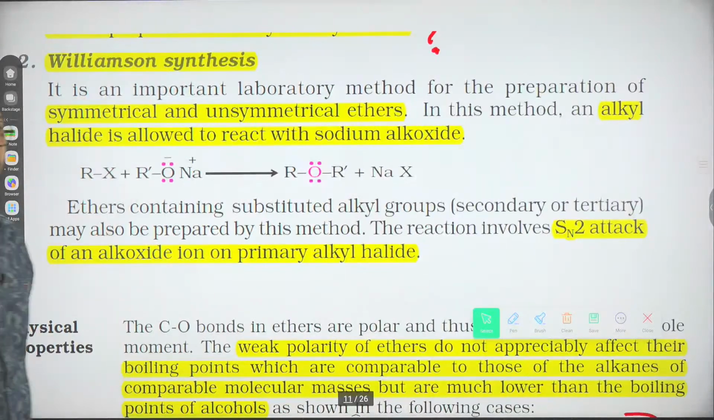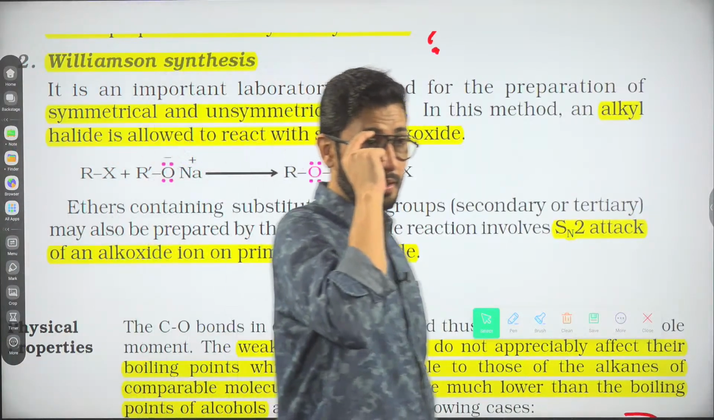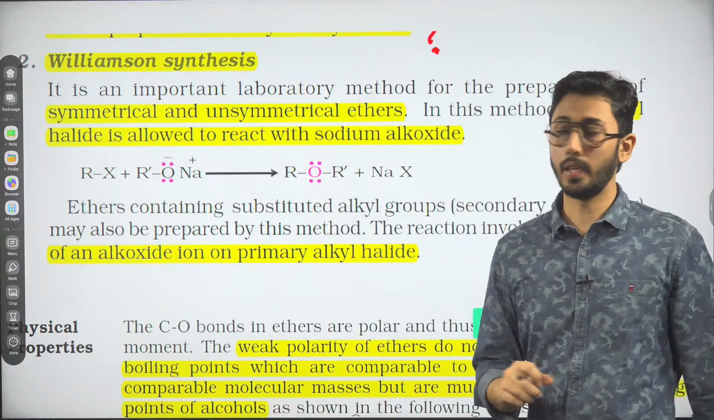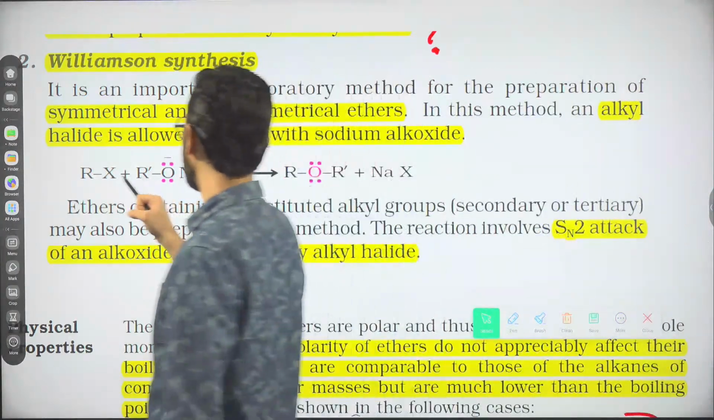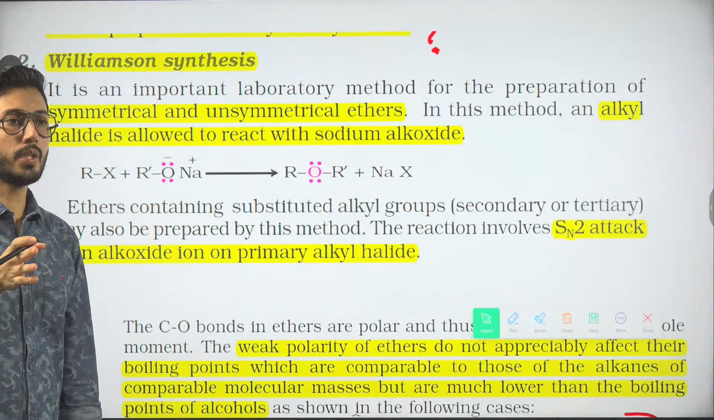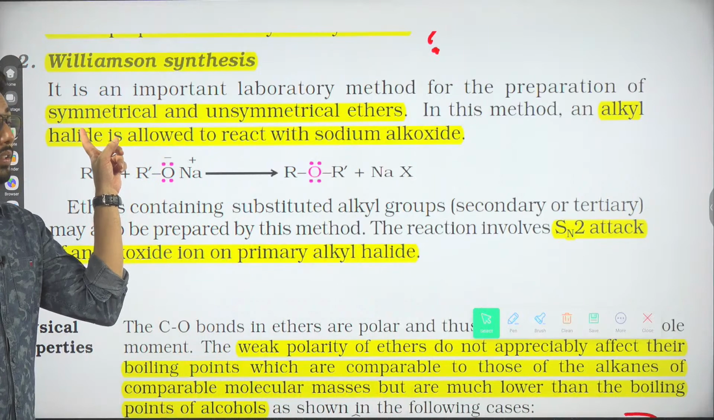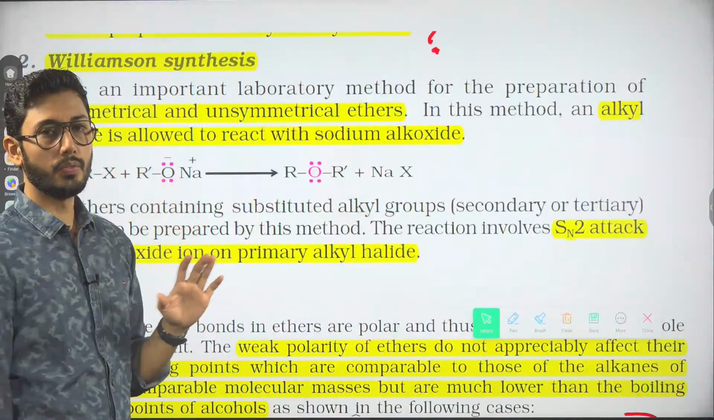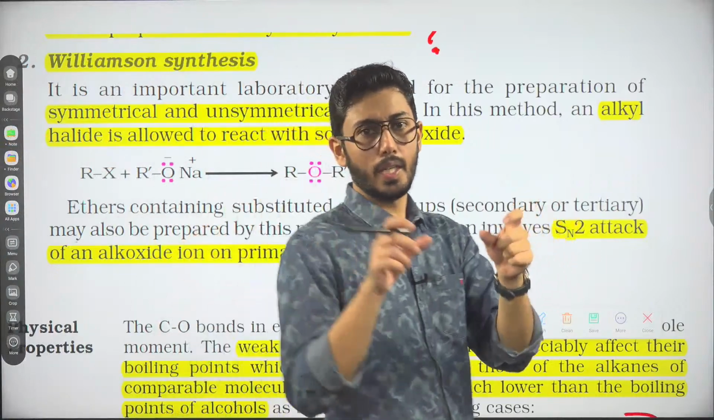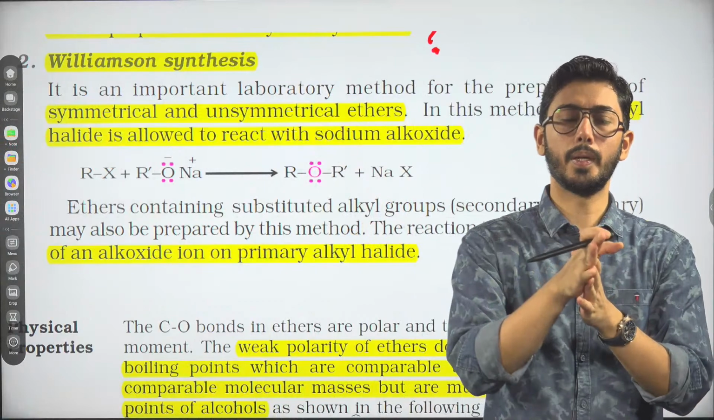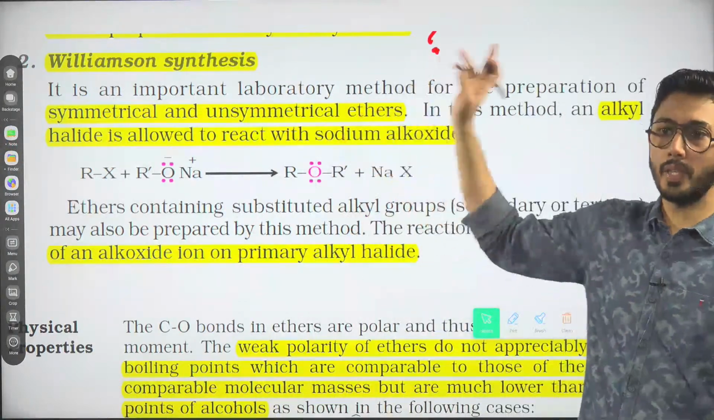Another name reaction of this chapter is Williamson ether synthesis. In Williamson ether synthesis, what is taken as reactant? The reactant is alkyl halide with alkoxide ion. And by this reaction, we can prepare symmetrical ethers as well as unsymmetrical. So this method is useful for both. For example, dimethyl ether can be prepared, and methyl ethyl ether can also be prepared by which reaction? Williamson ether synthesis.